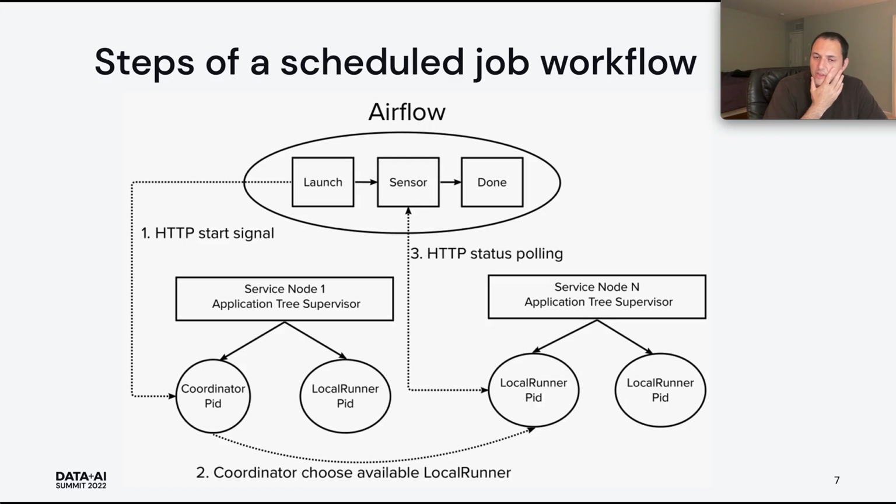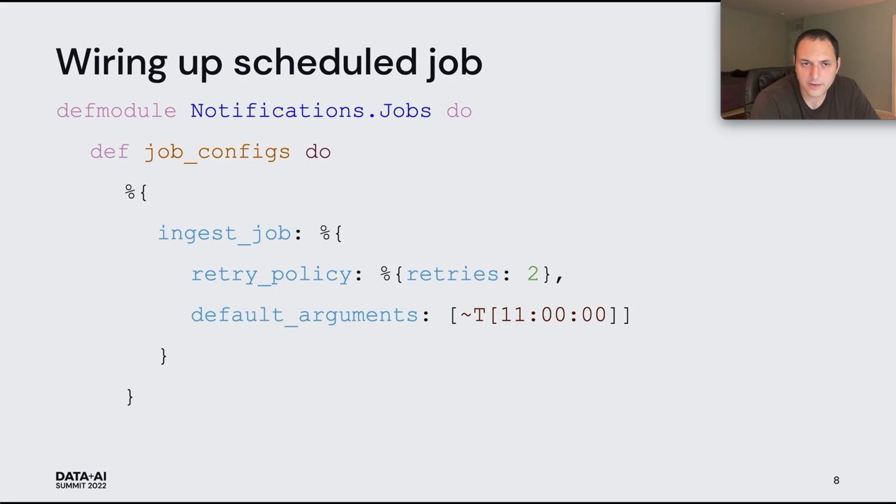Local runner set up so that the job execution is paused or blocked for any reason. Eventually it fails with a timeout. That's part of the default arg of the scheduled job framework. So how do you actually wire these scheduled jobs?